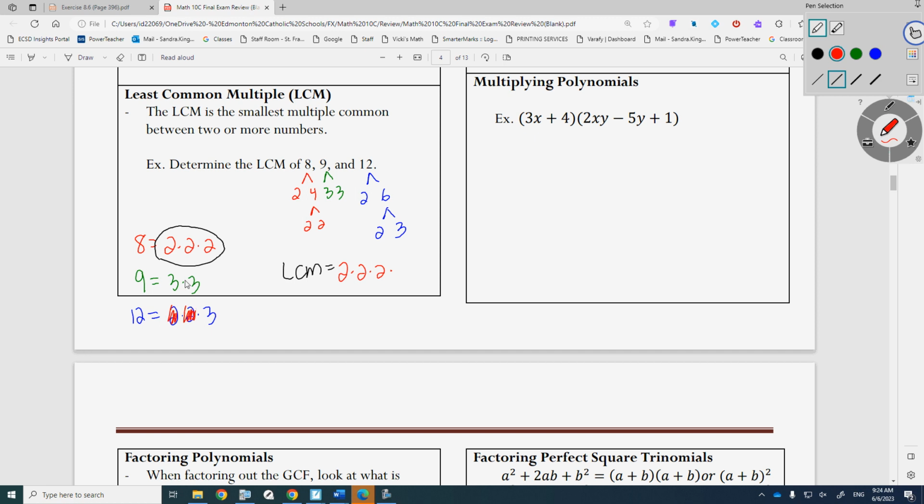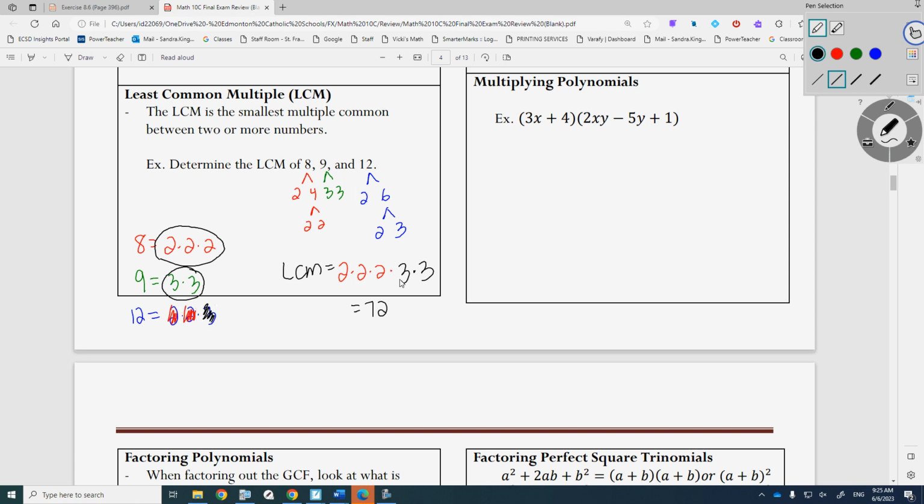Then I go to my second row after I've done my canceling and I take out anything remaining, which would be a 3 and a 3. Then I cancel. I just took out 2 threes from this row, so I go below it and I could take out up to 2 threes. There's only 1 three to take out. If there was anything remaining here, I would bring it up, but there's not. So the LCM is 2 times 2 times 2 times 3 times 3, and that would be 72.